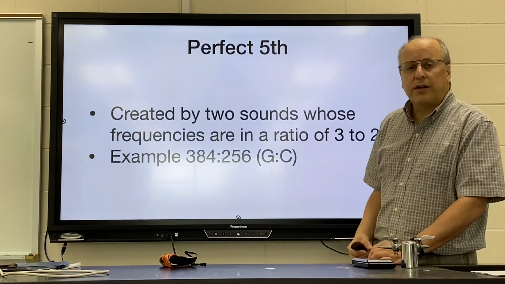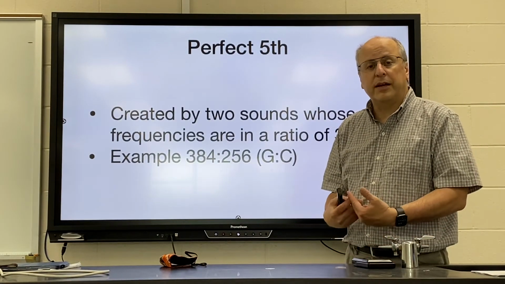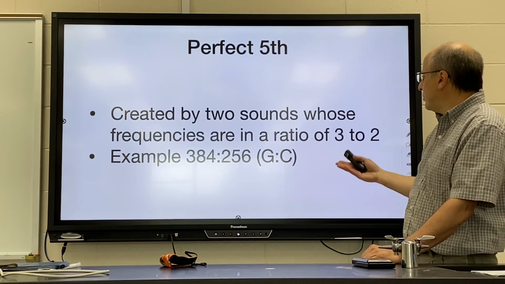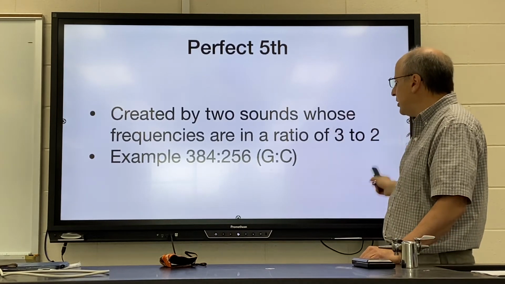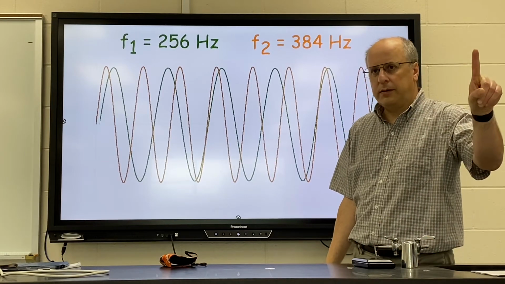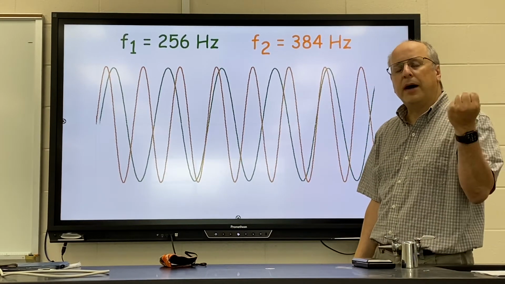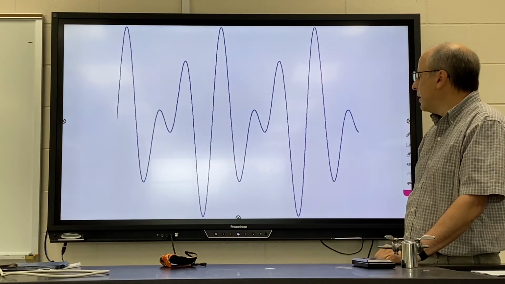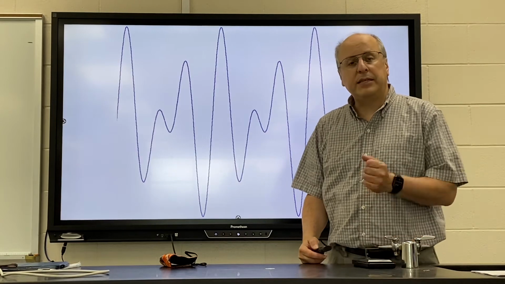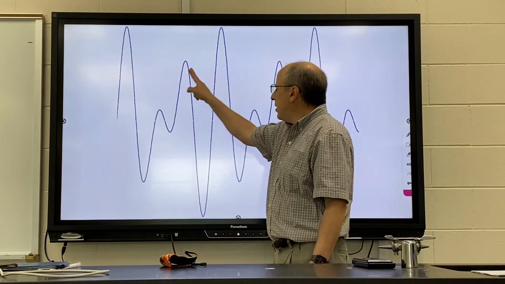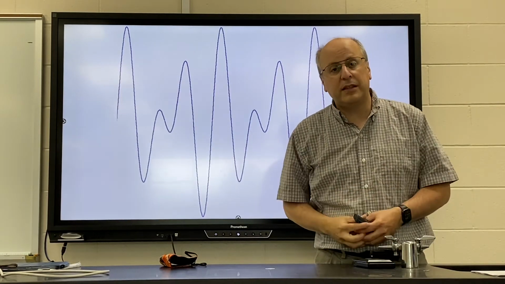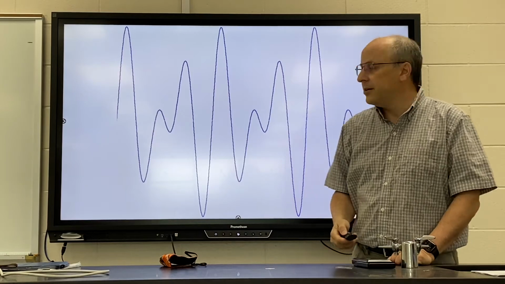There's other musical intervals that also produce what are nice harmonious sounds. A perfect fifth is when you have two sounds whose frequency are in a ratio of 3 to 2. Frequency 1, frequency 2, combined. Okay, again, a more rich pattern than even the octave was, but a simple repeating pattern. Small, medium, large, and that exact pattern repeats itself continually, and that's pleasing to the ear.